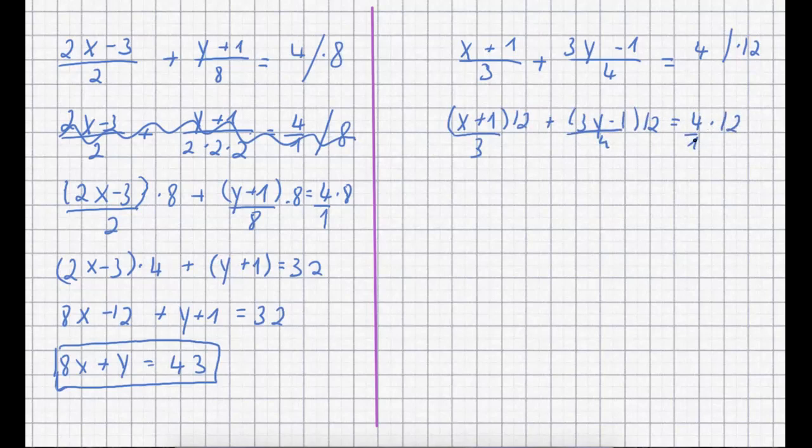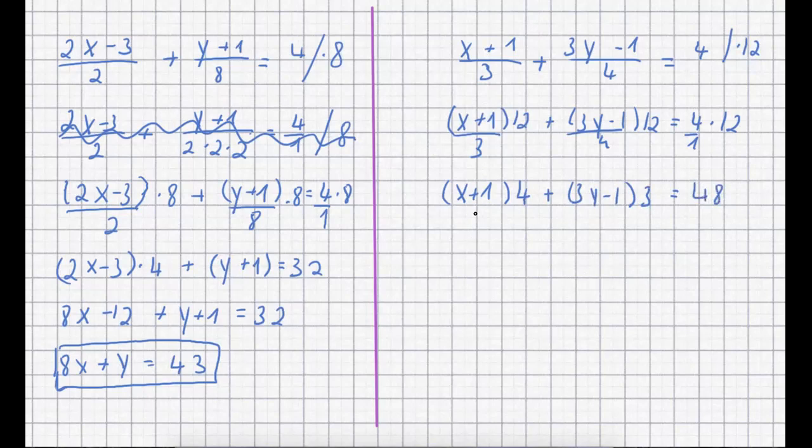Okay. And then we'll do x plus 1, where 12 divided by 3 is 4. So x plus 1 times 4. Plus 12 divided by 4 is 3. So 3y minus 1 times 3. Equals? 4 times 12 is 48. Yeah.